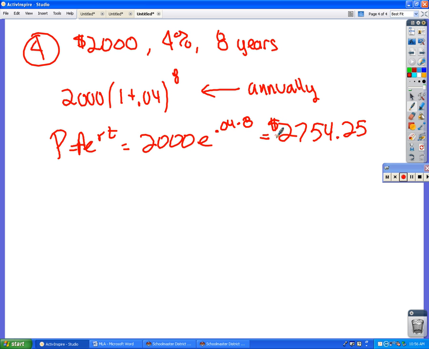Okay, it's possible, Mac, the mistake you made is that both of these are in the exponent. Did you close your parentheses? So you have to go 2,000 times e to the 0.04 times 8 and then close the parentheses.